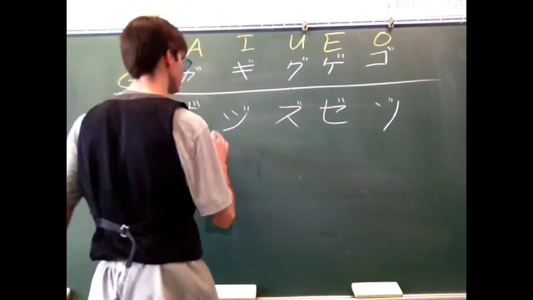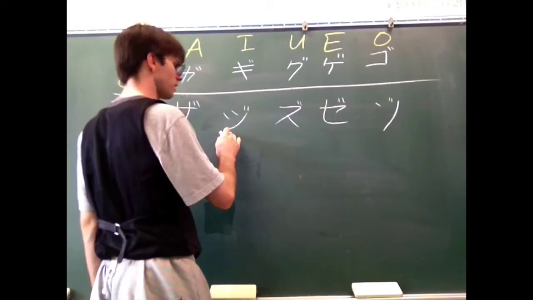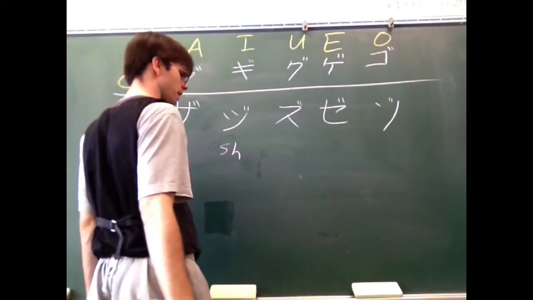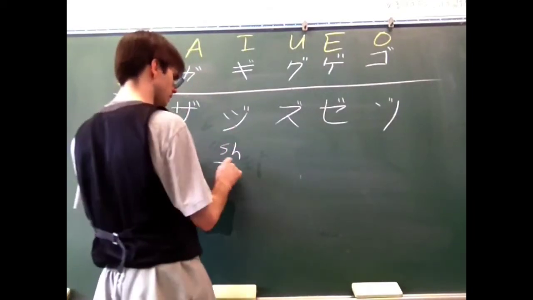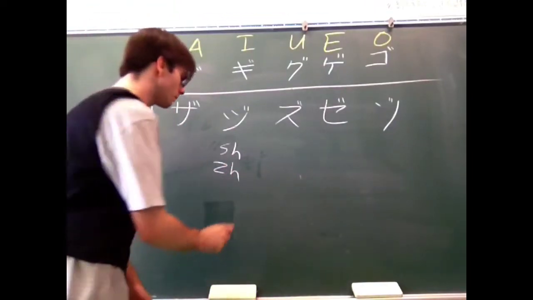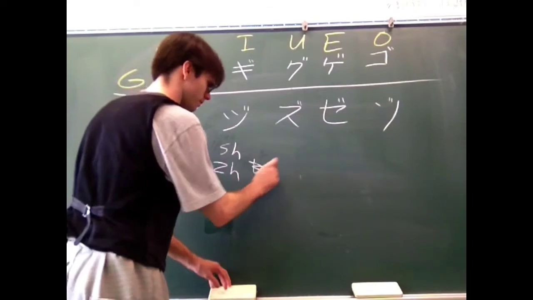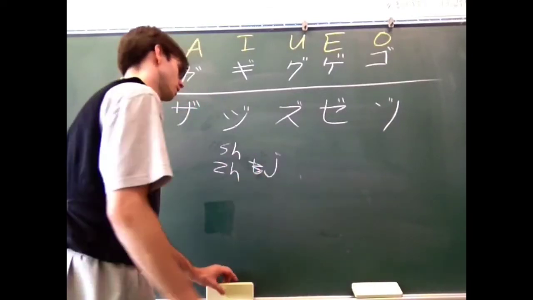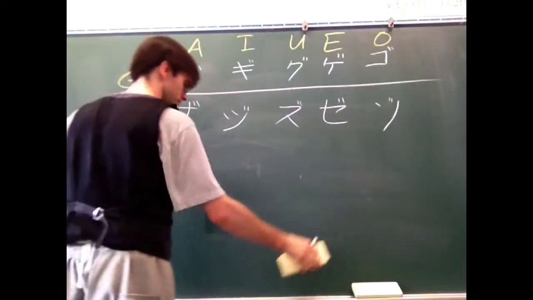Some people will say, well, this is an SH sound, and to make that into a voiced consonant, you'd make it ZH, wouldn't you? Yeah, I guess you can. That's not technically incorrect, but it's just easier to make it a J. Anyway, let's move on.